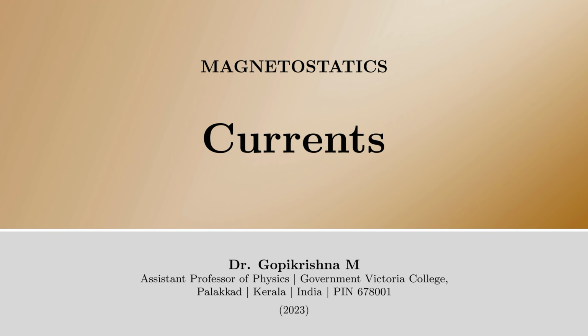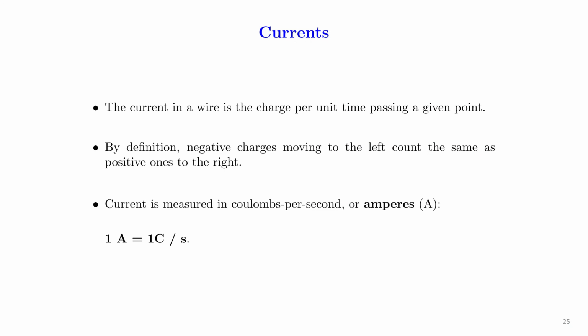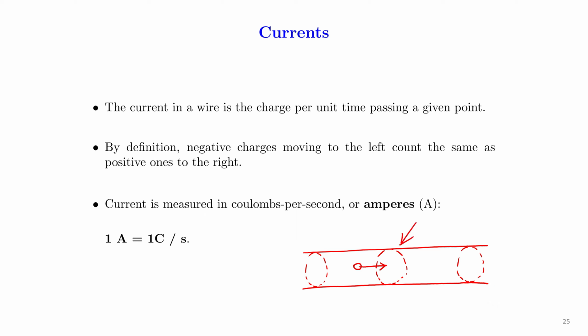We shall do a general formalism of the currents in magnetostatics. The current in a wire is the charge per unit time passing through a given point. By definition, negative charges moving to the left count the same as the positive ones to the right. And it is measured in coulomb per second or amperes, where 1 ampere is equal to 1 coulomb per second.